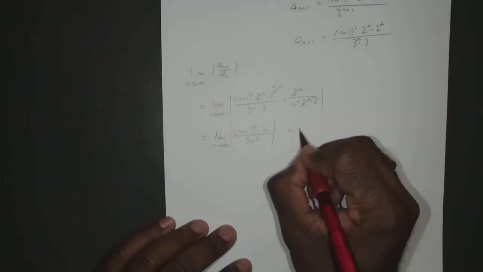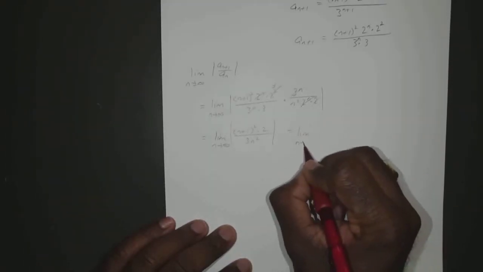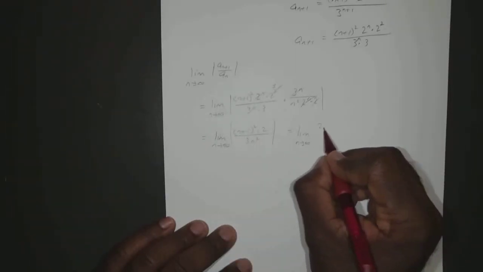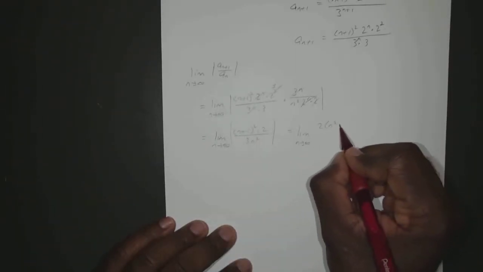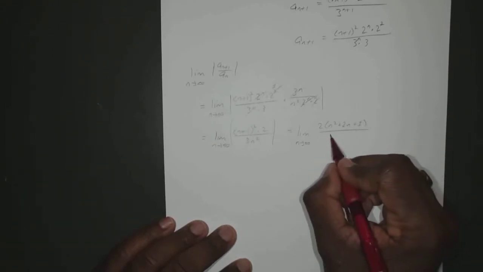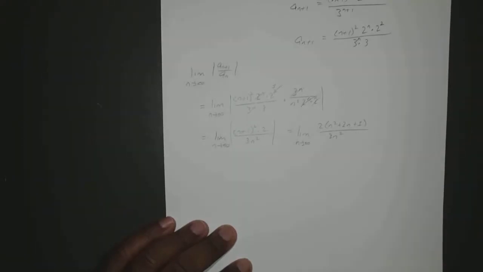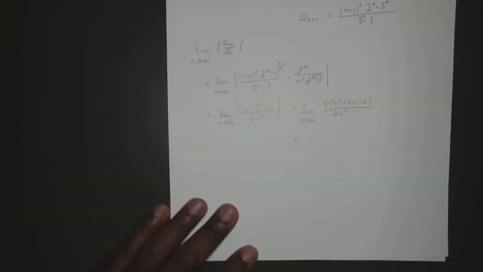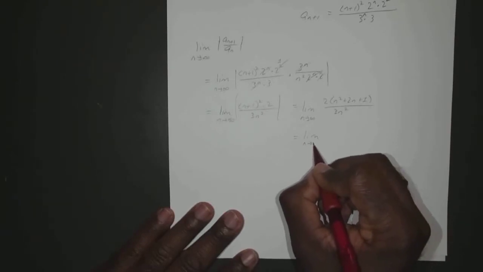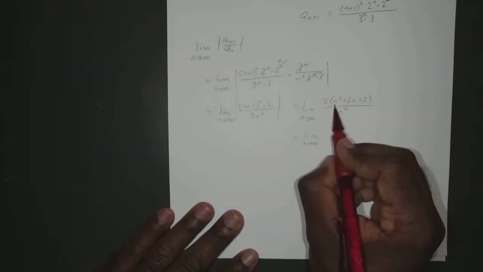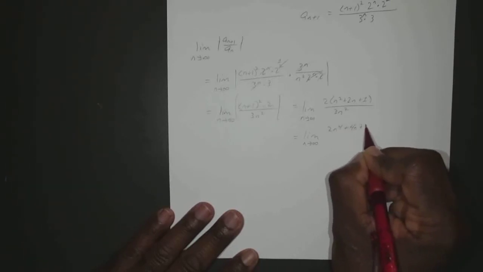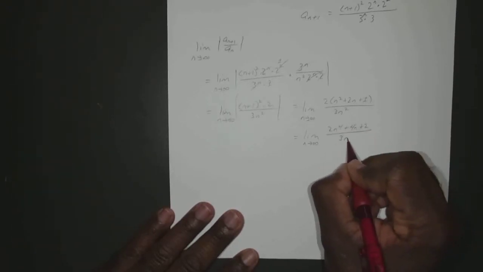All right, so that's going to equal the limit as n approaches infinity. (n plus 1) squared, we can just make that 2 times n squared plus 2n plus 1 over 3n squared, which is the limit as n approaches infinity of 2n squared plus 4n plus 2 all over 3n squared.